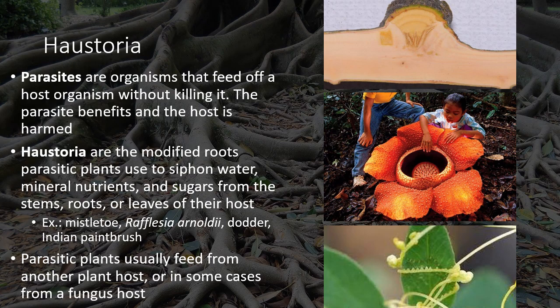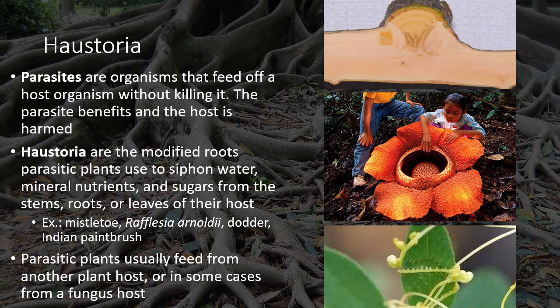So not all plants use their roots for good. Some plants are evil and they're parasites. So parasites, in case you need a refresher, they're organisms that feed off of a host organism without killing it. The parasite benefits and the host is harmed. So haustoria are these modified roots which parasitic plants use to siphon water, mineral nutrients, and sugars from the stems, roots, or leaves of their host.